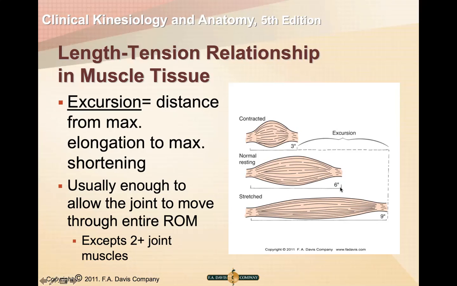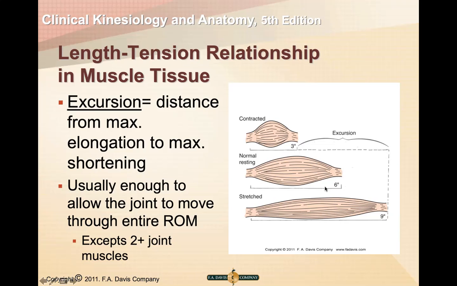Well, now let's look at this. So this is 6 inches resting. Now look at when we stretch: if you passively stretch the muscle out, you can get it to 9 inches. Well, what we call muscle excursion is the distance between the muscle's max contraction and shortening all the way to the muscle's max elongation or stretch. So it would be 9 minus 3, which is 6.